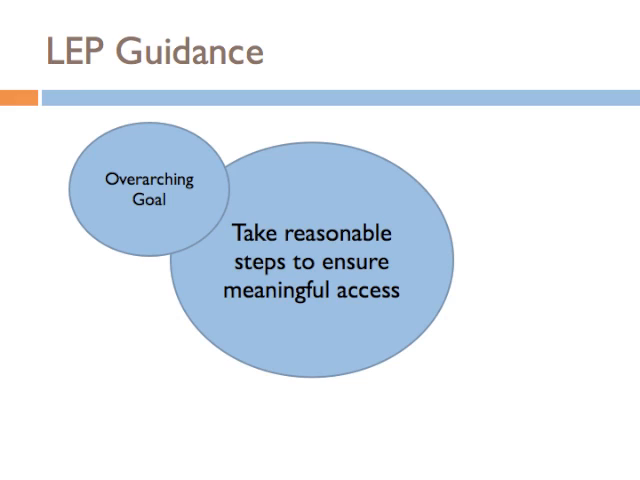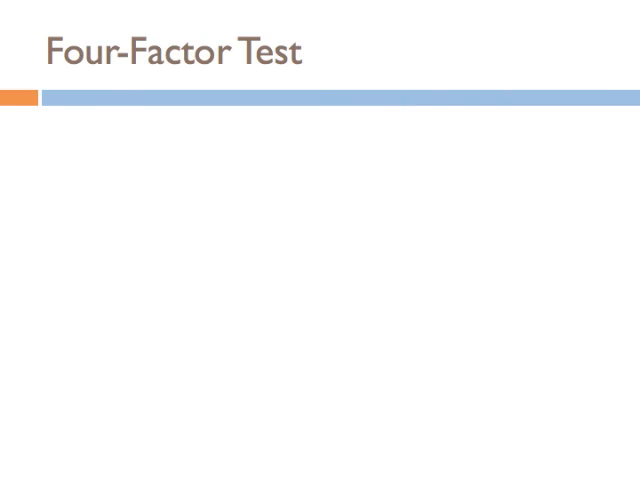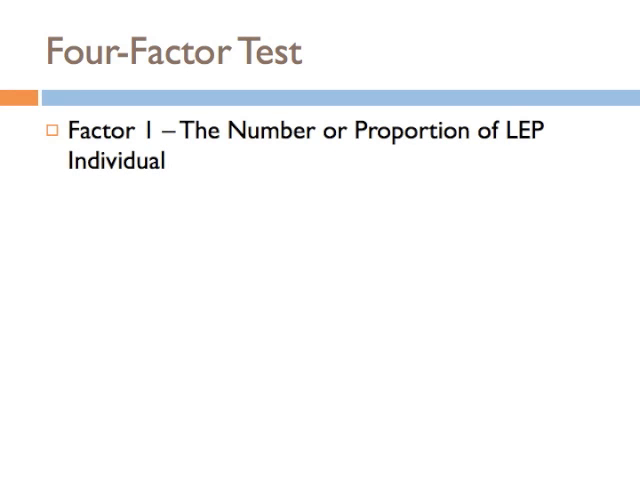Under this overarching principle, the guidance sets out a four-factor test that recipients are to use to conduct an individualized assessment to determine the language access services that are needed. Factor 1. The number or proportion of LEP persons served or encountered in the eligible service population. Here, the greater the number or proportion of LEP persons from a particular language group served or encountered, the more likely language services are needed.